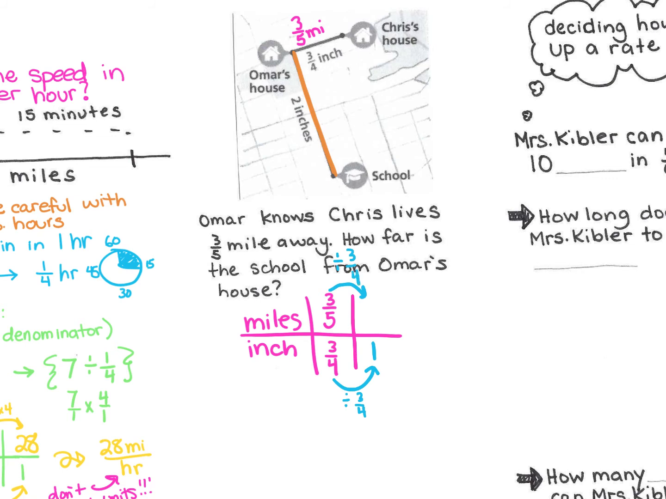We can plug that into our calculator. Let me write this over here. So we can plug 3/5 divided by 3/4 as a complex fraction. It would look like this crazy thing right here. When we plug that into our calculator, we get 4/5.